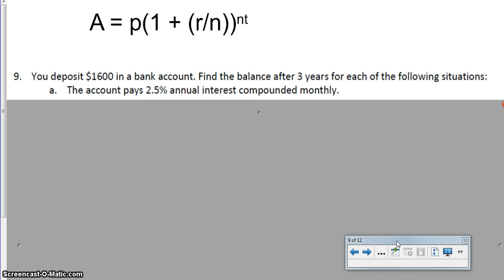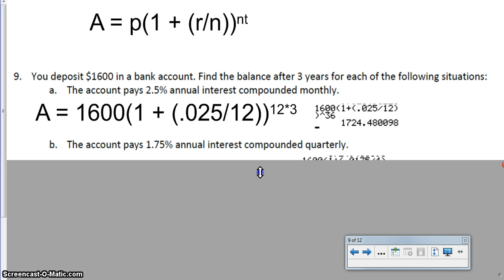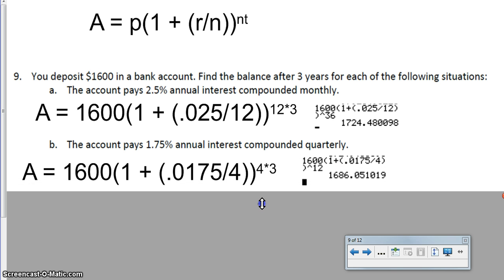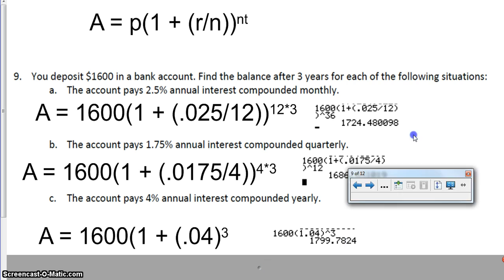And so we have an account paying 2 and 5/10% interest, compounded monthly, and you would have used that formula, and you would have gotten an answer of about $1,724.48. For this one, compounded quarterly, you would have gotten $1,686.05.